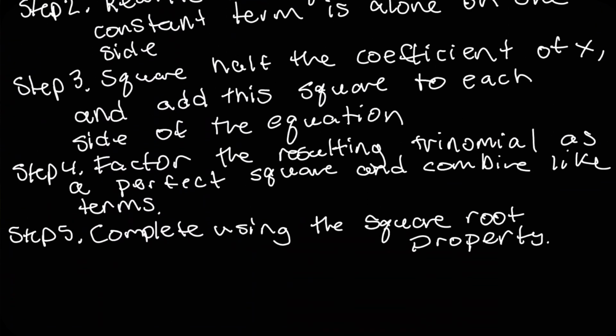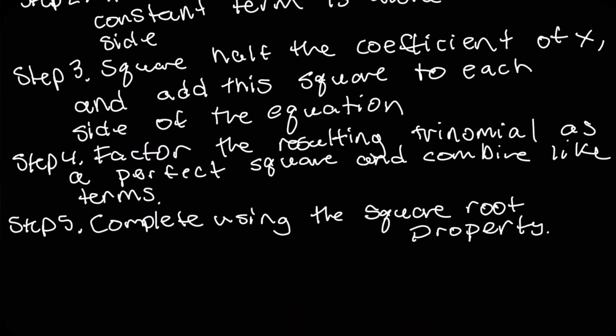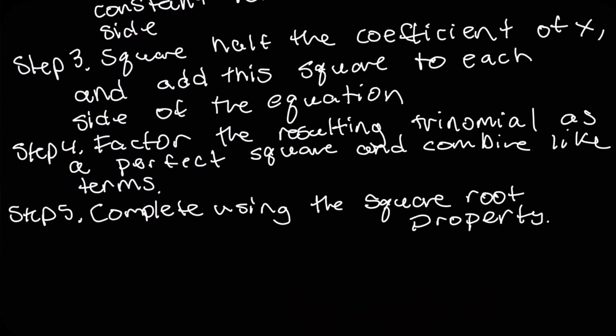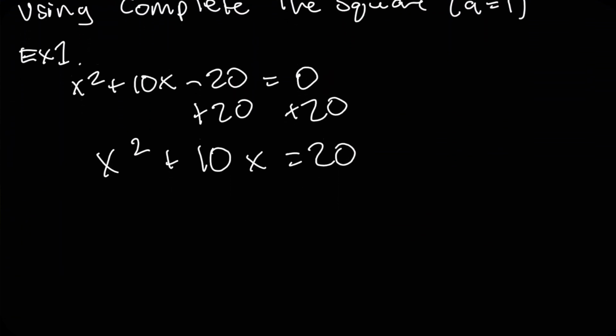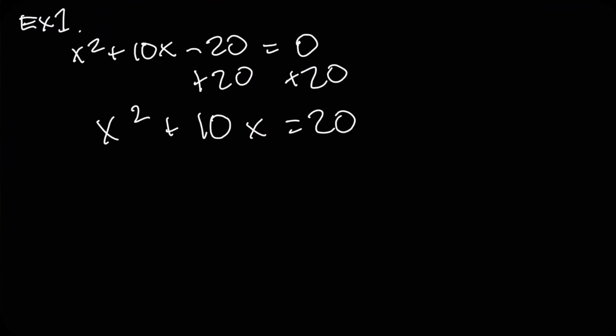So our next step says to square half of the coefficient of x. And then we're going to go ahead and add this square to each side of the equation. So let's go ahead and look at this. Our coefficient of x is 10. We want to square half of it. So 10 divided by 2 squared. That will give us 10 divided by 2 is 5, and then squared will be 25.